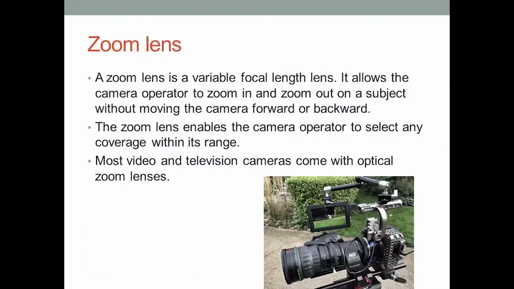A zoom lens is a variable focal length lens. It allows the camera operator to zoom in and zoom out on a subject without moving the camera forward or backward. The zoom lens enables the camera operator to select any coverage within its range. Most video and television cameras come with optical zoom lenses.